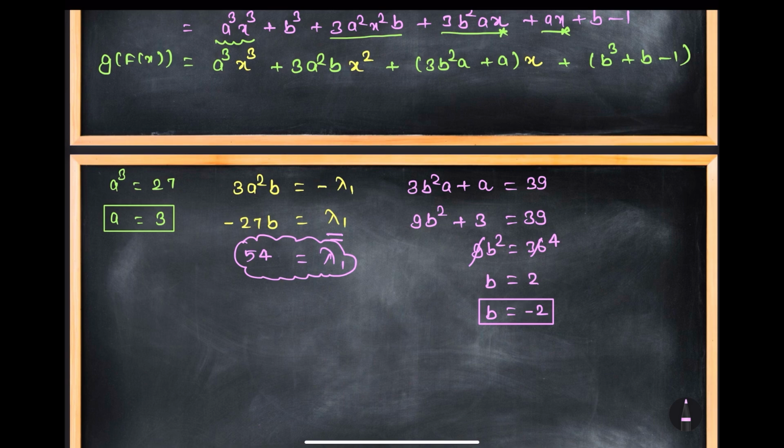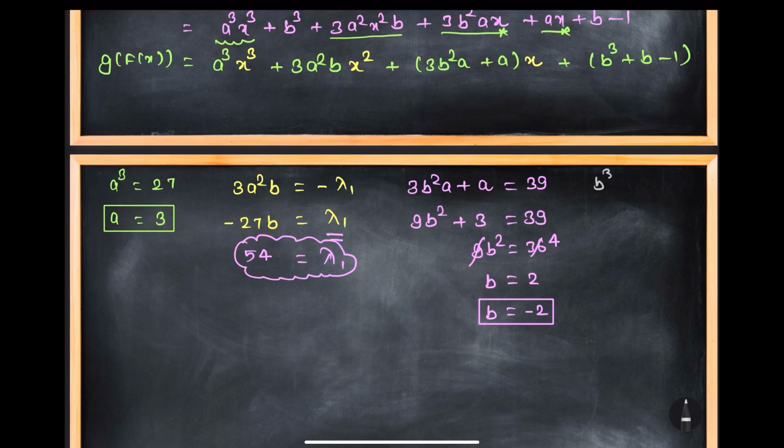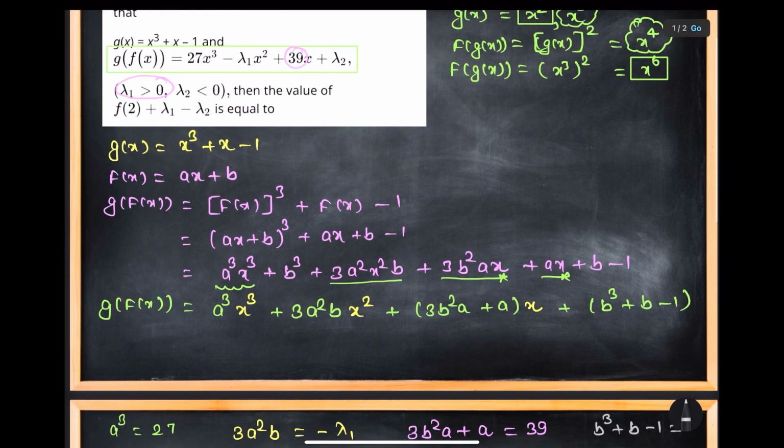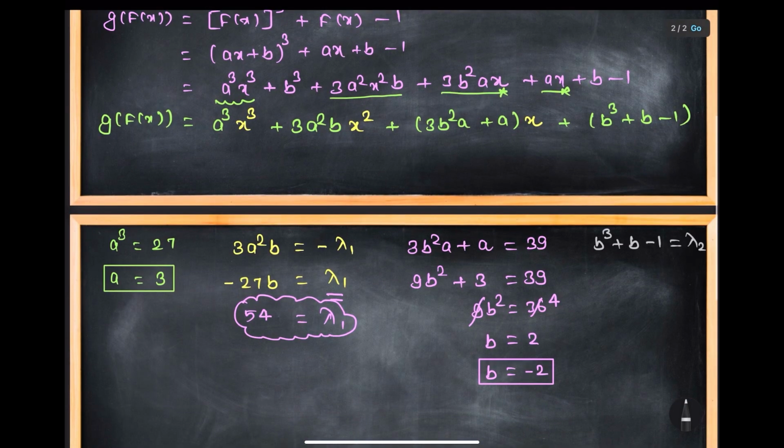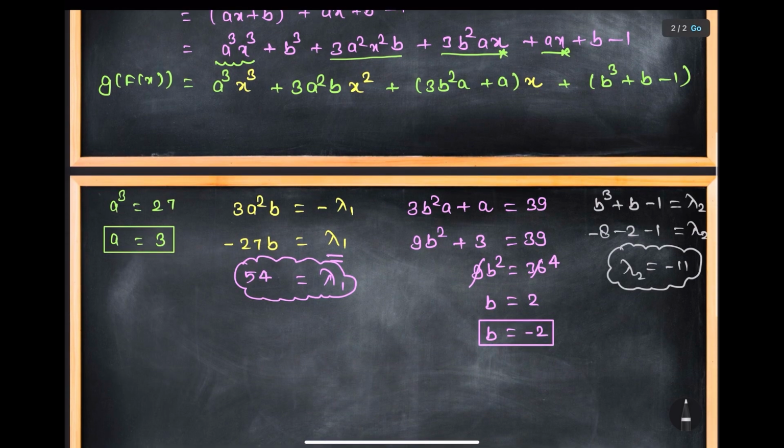Now we will move on to the constant part. According to us, the constant part is b³ + b − 1. According to them, the constant part is λ2. So let's evaluate the value of λ2. It is −2, and (−2)³ is −8, minus 2, minus 1. So the value of λ2 is −11. Also they are saying that λ2 is a negative number, so it's okay. We got our things done.